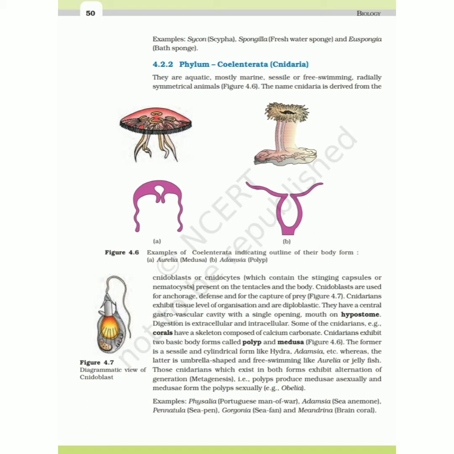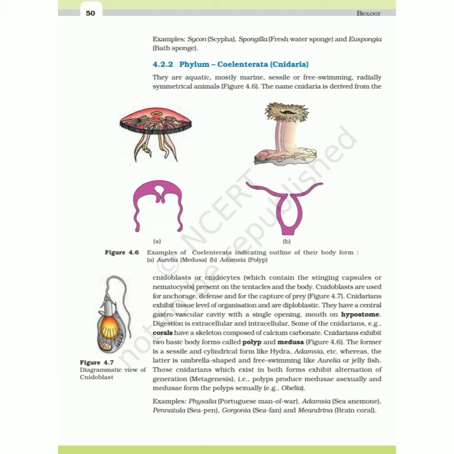Those cnidarians which exist in both forms exhibit alternation of generation, metagenesis, i.e., polyps produce medusae asexually and medusae form the polyps sexually, e.g., Obelia. Examples: Physalia, Portuguese man of war; Adamsia, sea anemone; Pennatula, sea pen; Gorgonia, sea fan; and Meandrina, brain coral.